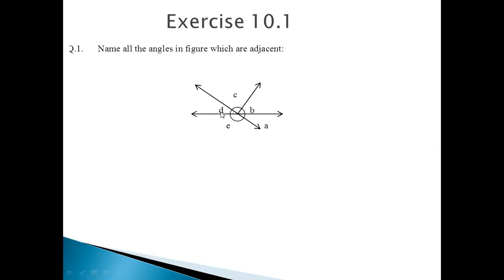If you see, angle D and angle C have this one arm common. The other arms of the two angles extend on opposite sides. The two other arms, the other arm of C and the other arm of D, extend on opposite sides. So you have to memorize this definition of adjacent angles. They have the same vertex, they have one common arm, and the other arms of the two angles extend on opposite sides of the common arm.